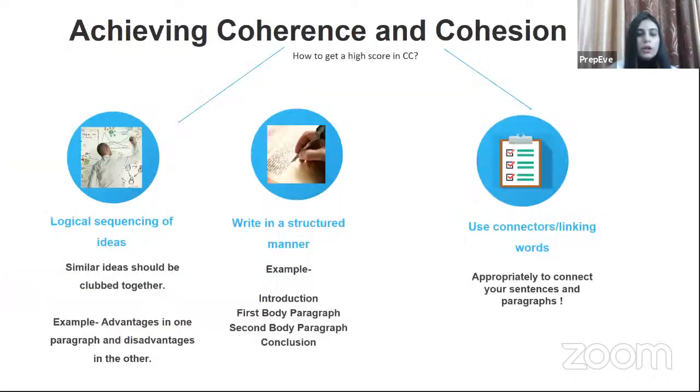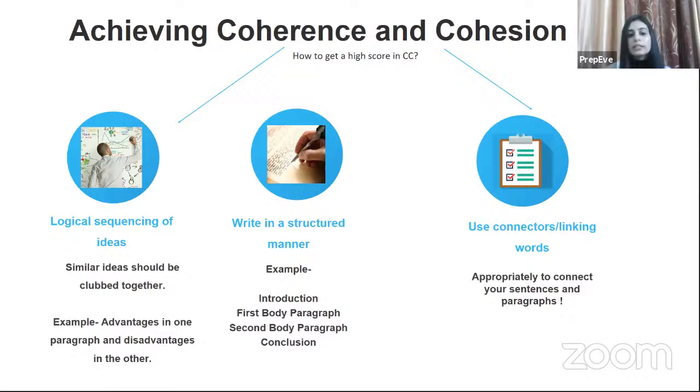All right, so moving on, again, coherence and cohesion: logical sequencing of ideas, which means similar ideas should be clubbed together. So if you're writing advantages, they have to be in one paragraph. If you're writing disadvantages, they have to be in the other paragraph. Don't mess it up. Don't write one advantage, one disadvantage, again one advantage, one disadvantage. Don't write alternately. There was this student in my previous batch, and he asked me this question: should we write one problem followed by the solution of that problem, and again a second problem followed by the solution of that problem in the second body paragraph?